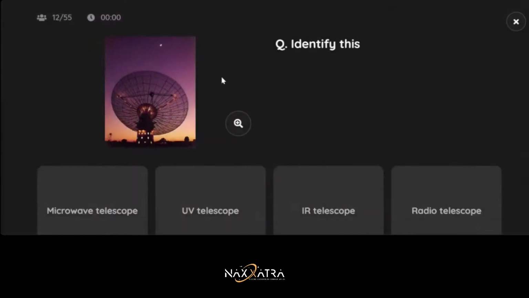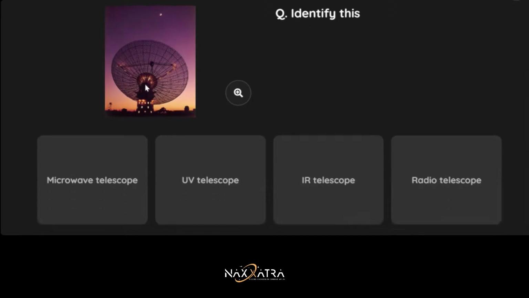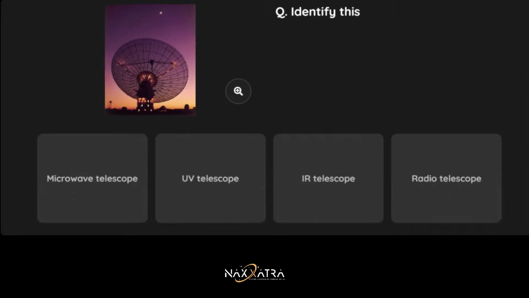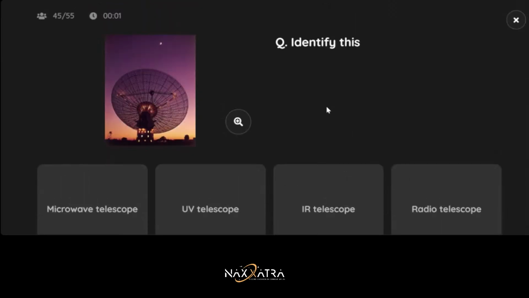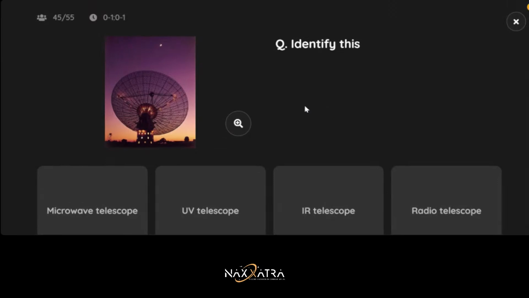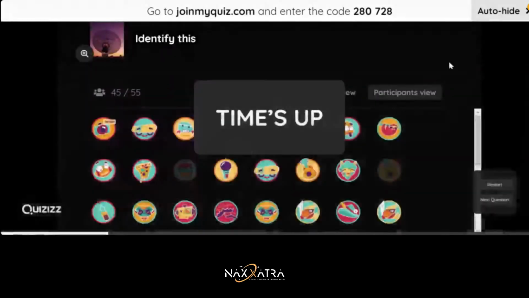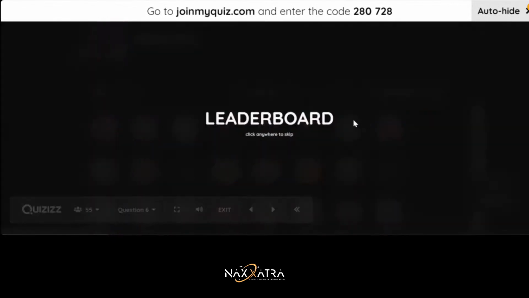So the question is, identify this. What is that which is shown in this image? Is it a microwave telescope, UV telescope, IR, or radio? Which telescope is that? So the answer is, it is a radio telescope.